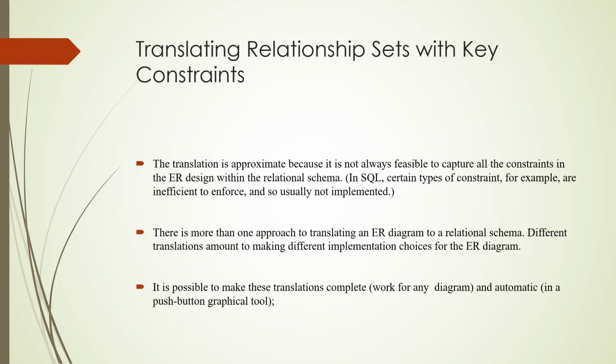Translating relationship sets with key constraints. Translation is approximate because it is not always possible to capture all the constraints in the ER design in the relational schema. There is more than one approach to translate an ER diagram to a relational schema. It is possible to make a translation complete.